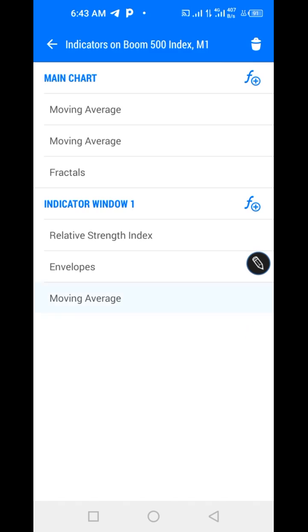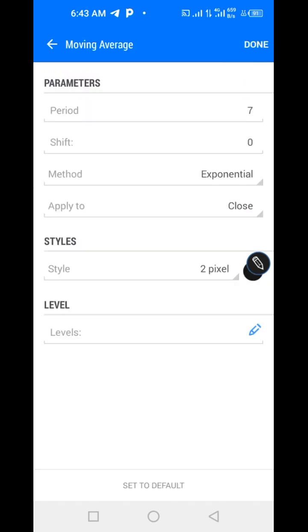Then the last indicator we'll be using is also a moving average. The period is going to be 7, shift is going to be 0, method is going to be exponential, applied to close. For the style, you can use any style of your choice.